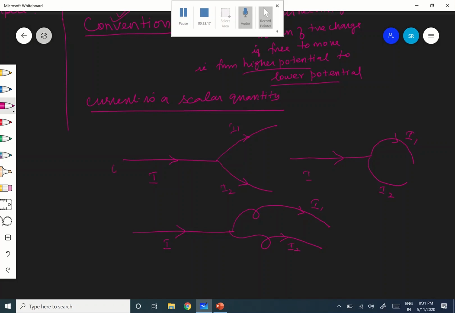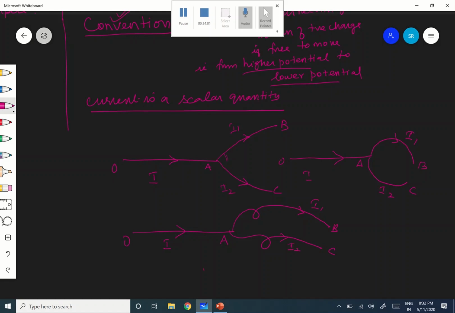You can say O, A, B, C. OA current is I, it is branching into two through AB and BC. The angle between AB and AC is immaterial. The angle between the wires carrying the current is not going to affect the total current in the circuit. But if it were a vector quantity, angle would matter. Here it does not.